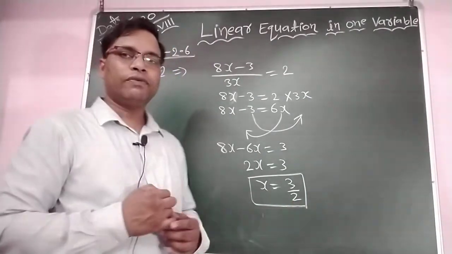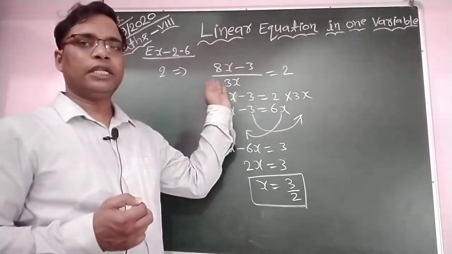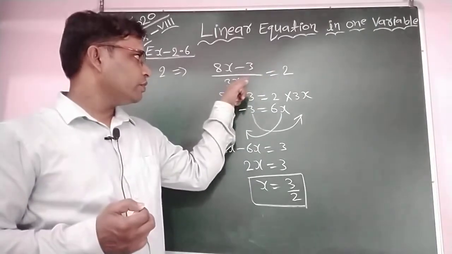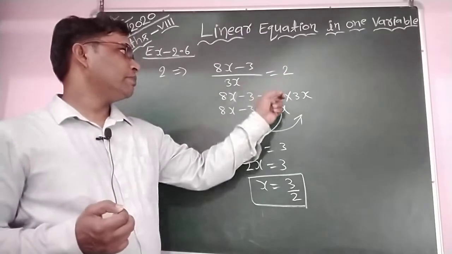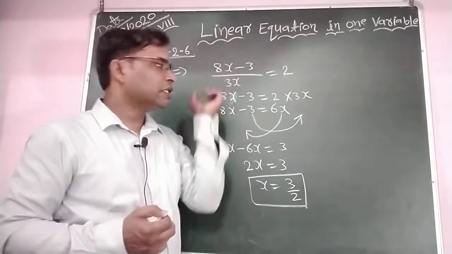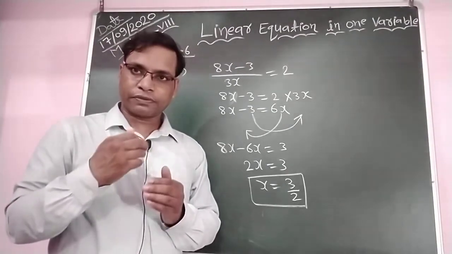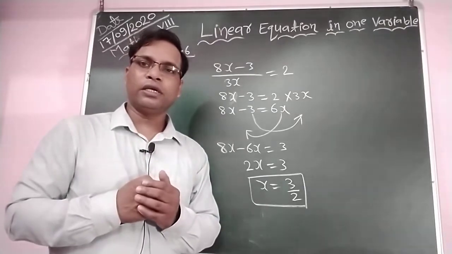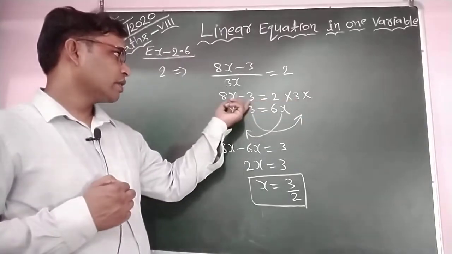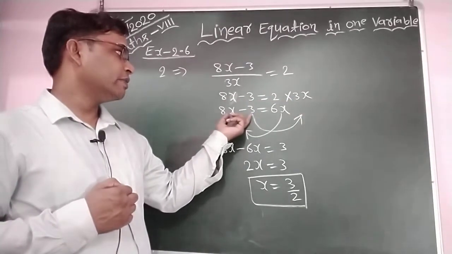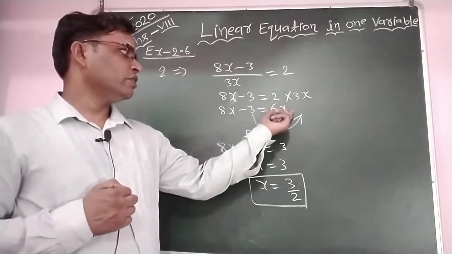So students, I hope all of you understood this question. In this question it is given 8x minus 3 divided by 3x is equal to 2. When we transpose this 3x to the right hand side, then 2 is multiplied by 3x. So in the left hand side we have 8x minus 3, and in the right hand side we have 2 into 3x. This is equal to 6x.